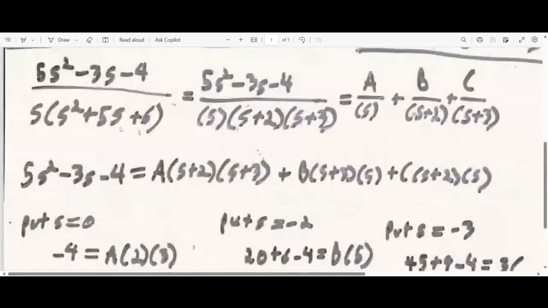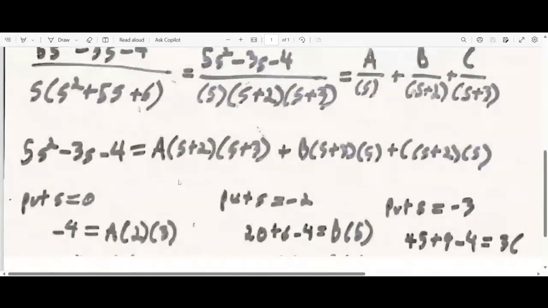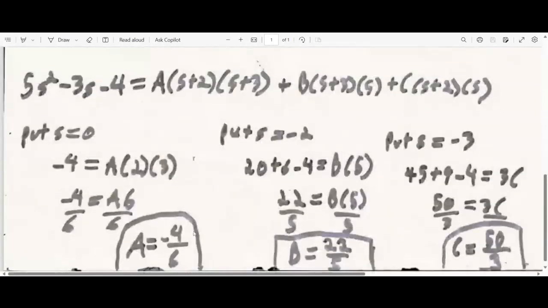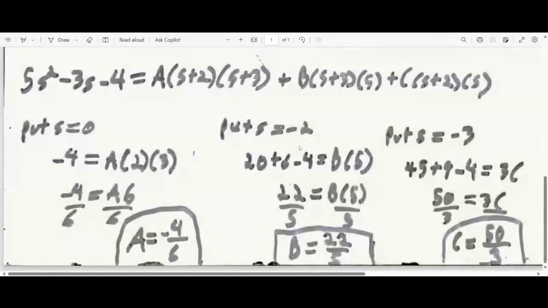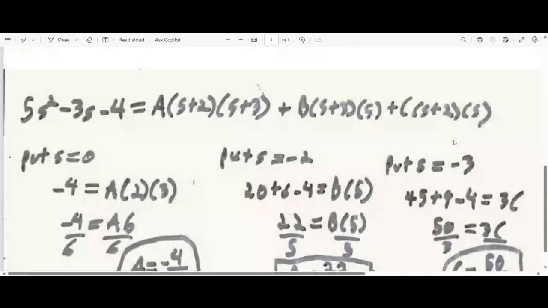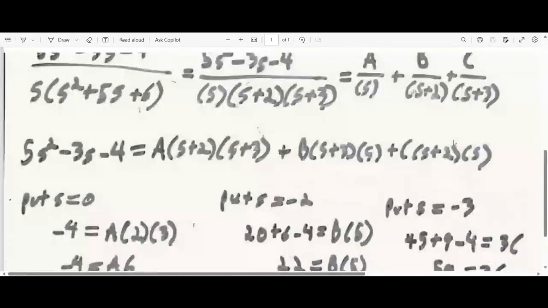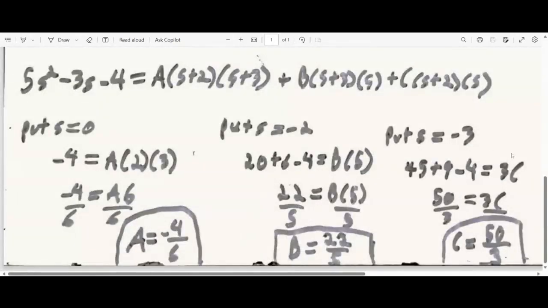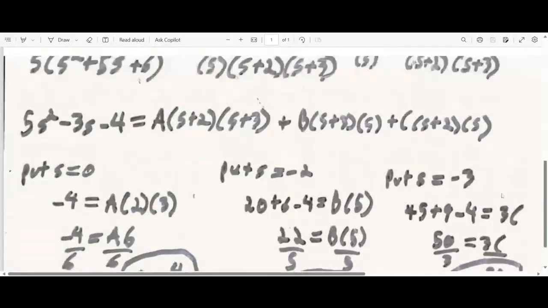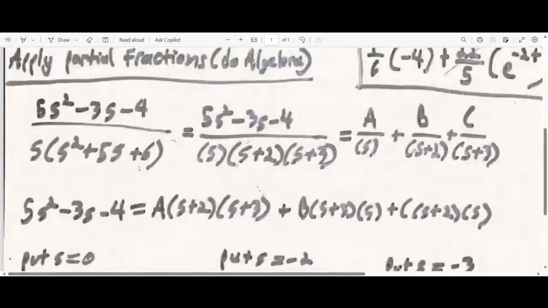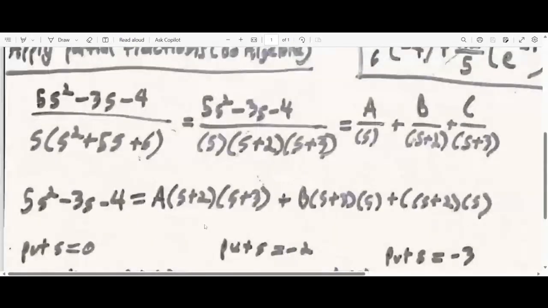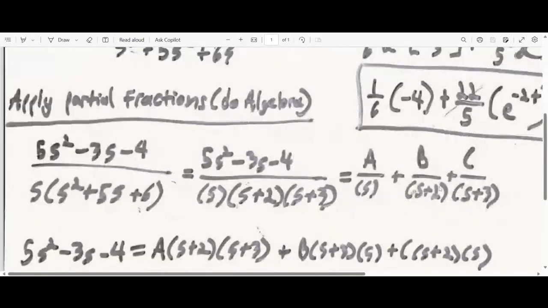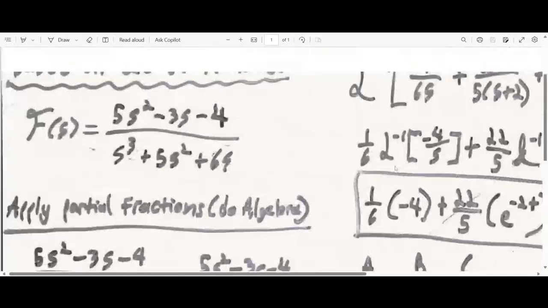What we're going to do is put s equal to certain values and then get our answer for each coefficient, each variable. So for variable A, we set s equal to 0, and then we get -4/6. For B, we set s equal to -2, and then we get 22/5. Then for C, we set s equal to -3, and we get 50/3. With that, we can substitute our solutions for these variables into our partial fractions right there.